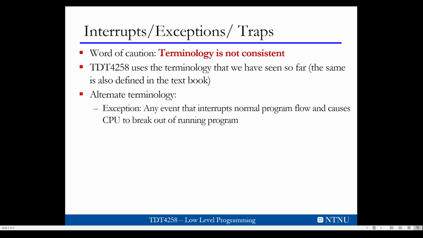In this terminology, any event that interrupts the program control flow and breaks the CPU out of its running program is called an exception. Now comparing it to the terminology on the previous slide, everything on the previous slide falls under this category. So whatever we called interrupts, traps, and exceptions on the previous slide, according to this terminology, they are all exceptions.